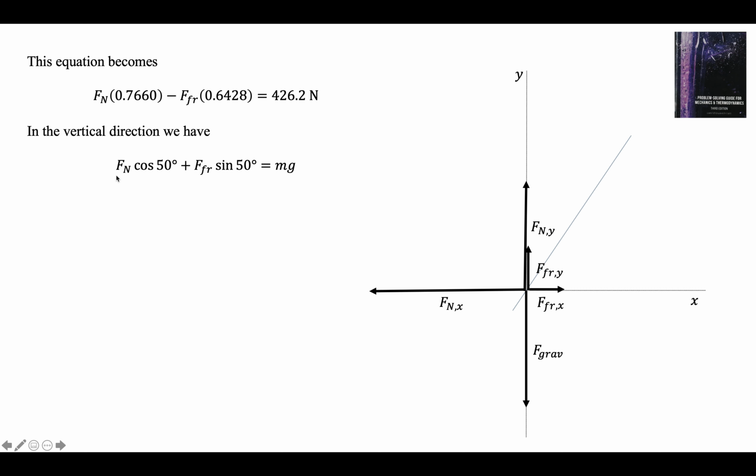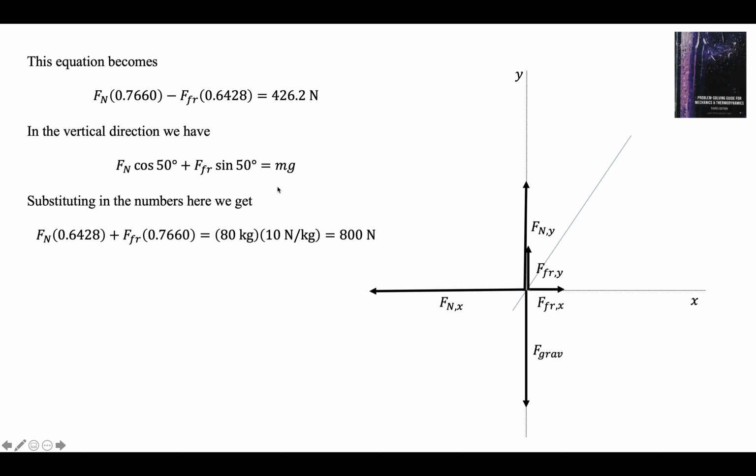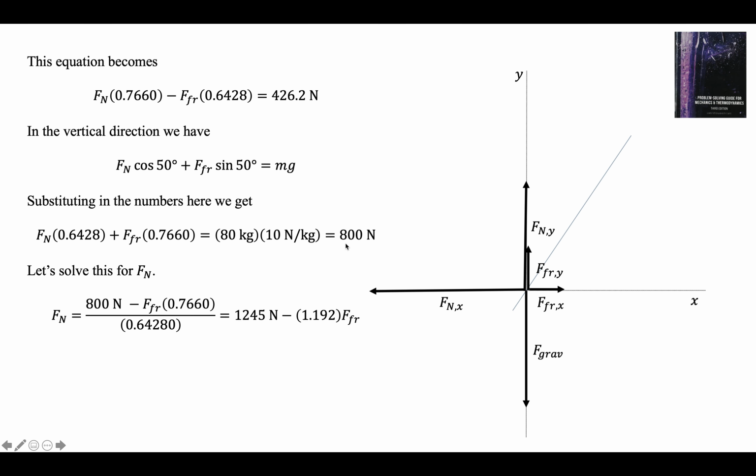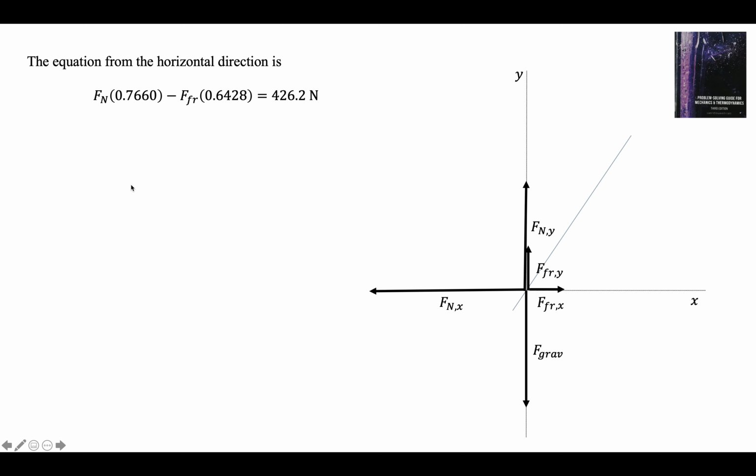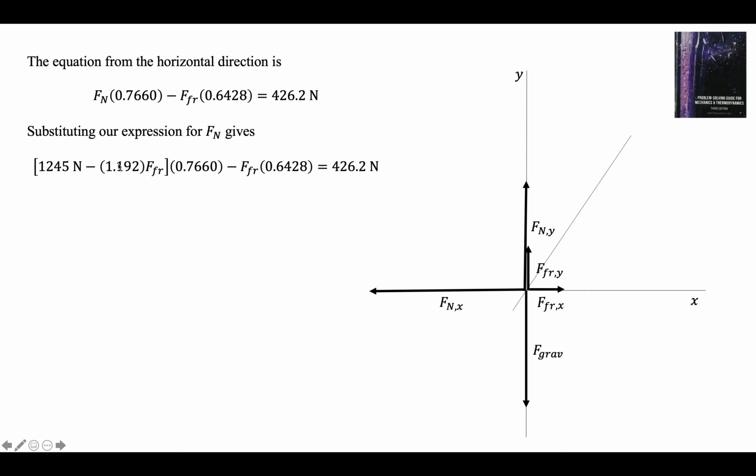So in the vertical direction, we have the two upward components balancing gravity. We can put in the angles, the numbers for the sine and cosine, and mg, and we get this. We can solve this for Fn. So we subtract Fr times 0.766 from both sides and then divide by 0.6428, and we have this expression. So now we can take our expression for the normal force and substitute it into the equation for the horizontal direction. There's the equation from the horizontal direction, and we're going to substitute for Fn. And there it is. And now we have one equation, one unknown.